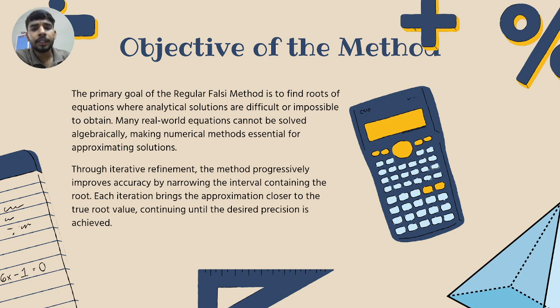Now, what is the objective of this method? The primary goal of regular-falsi is to find roots of equations where analytical solutions are difficult or impossible to obtain. Many real-world equations cannot be solved algebraically, making numerical methods essential for approximating solutions. Through iterative refinements, the method progressively improves accuracy by narrowing the interval containing the root. Each iteration brings the approximation closer to the true root value, continuing until the desired precision is achieved.